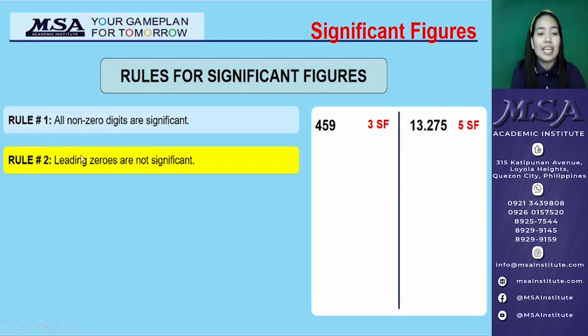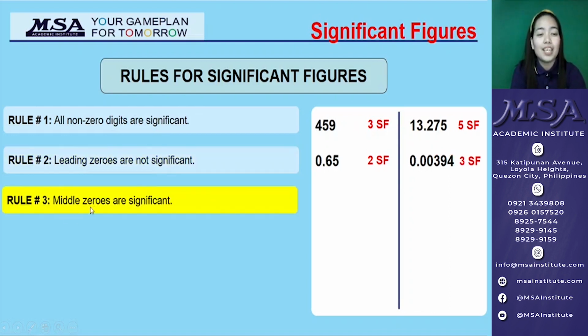Next one, we have leading zeros are not significant. It means that the beginning zeros of a number, they are not significant. So in this case, it will have 1, 2, 2 significant figures only. Next one, we have 3 leading zeros here. So we'll start counting at 3. So it will have 1, 2, 3, 3 significant figures.